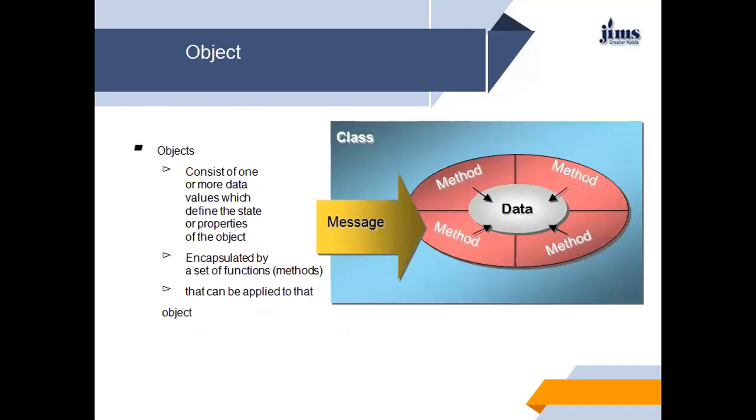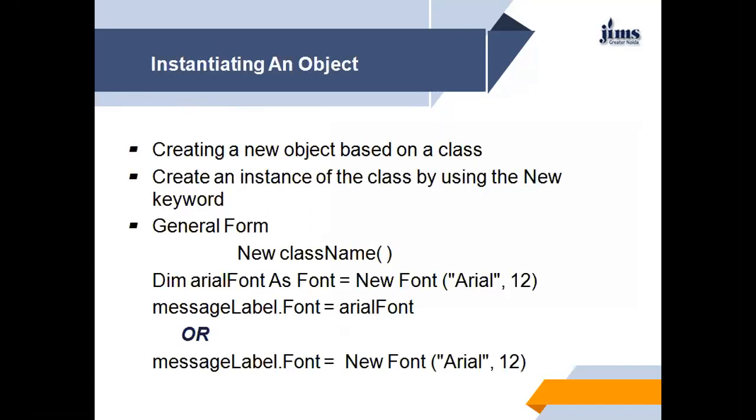Here we can now see one example of instantiating an object, creating a new object based on a class. Create an instance of the class by using the new keyword. So dim Arial font as font. Arial font will be a variable of type class font, so Arial font is an object of class font. New font Arial 12. Similarly, message label dot font equals to Arial font. Here we are assigning message label dot font equals to new font Arial 12. In this way, you can define the object.